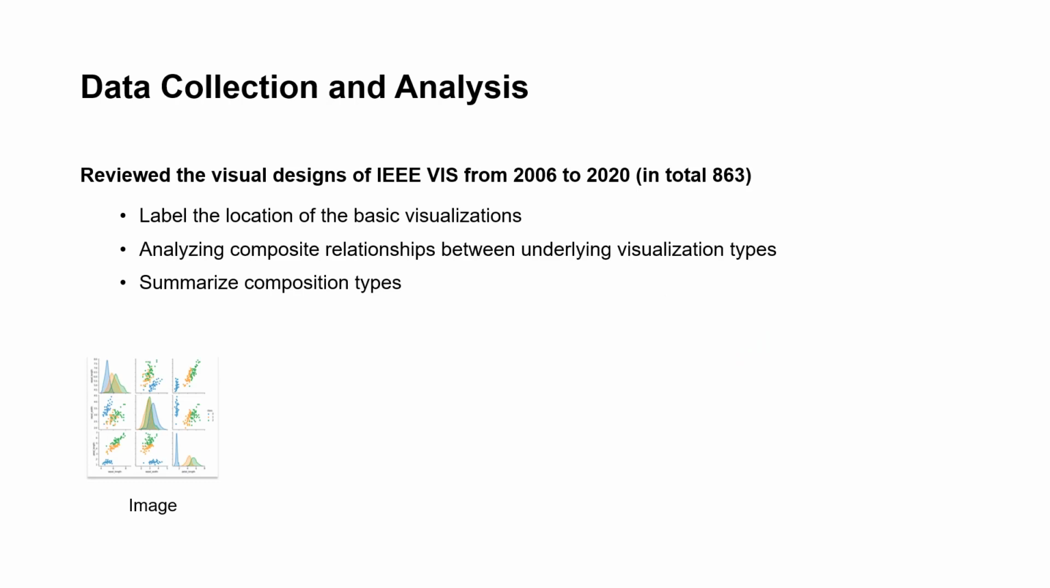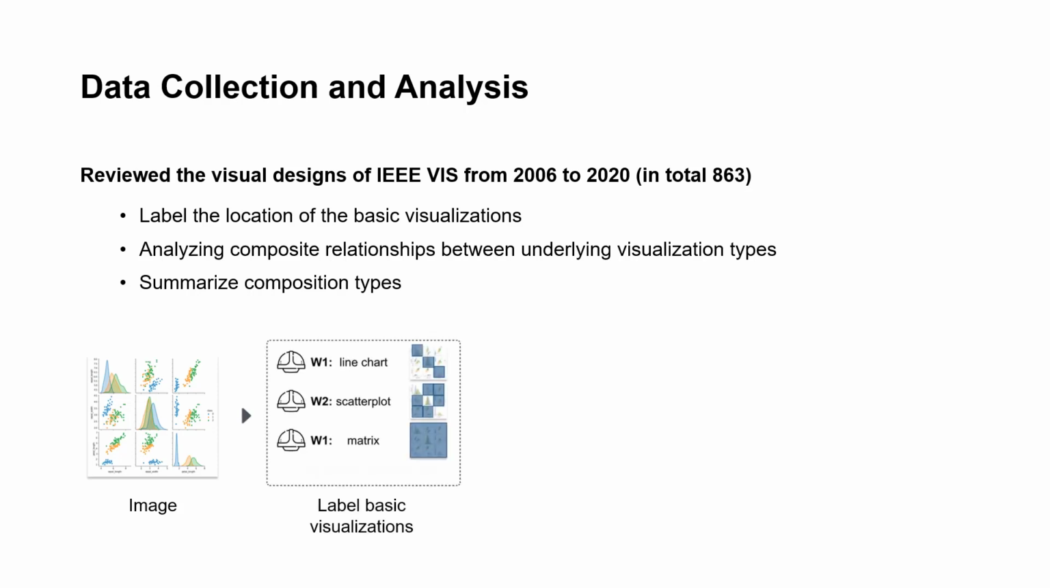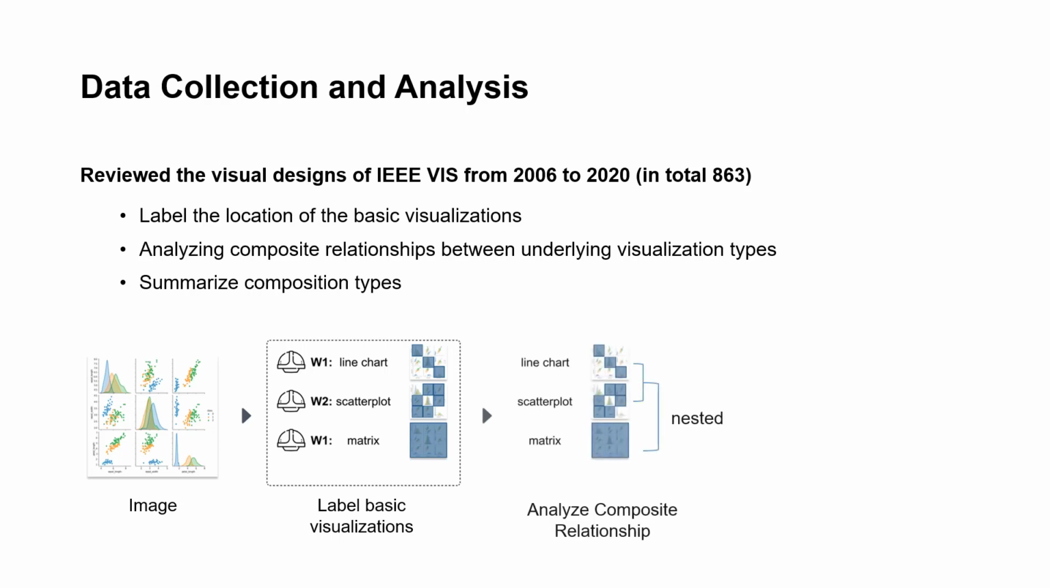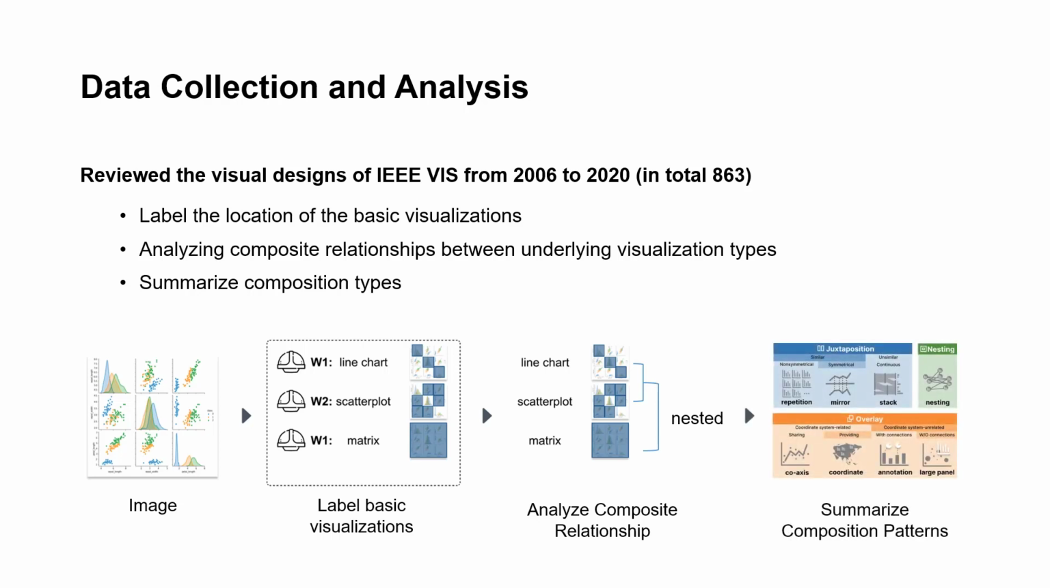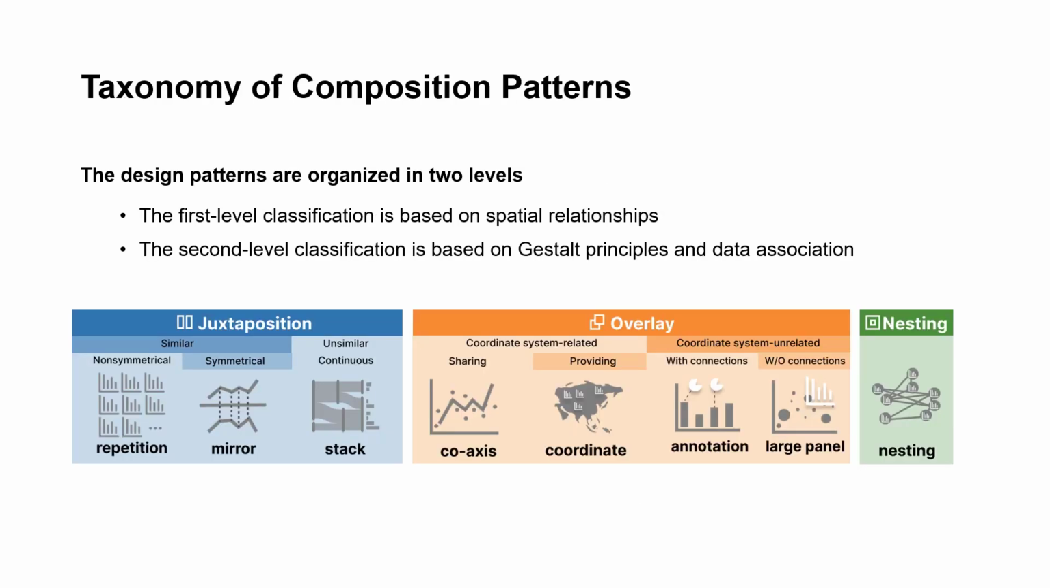To construct a corpus, we collected a total of 863 visual designs from IEEE VIS from 2006 to 2020. We first label the locations and types of the basic visualizations. Next, we analyze the composite relationship between basic visualization types. Finally, we summarize the patterns and deliver a design space. The taxonomy of composition patterns is shown in the figure, which contains 2 levels and 8 classes. Next, I will detail each category and the division rules between categories.